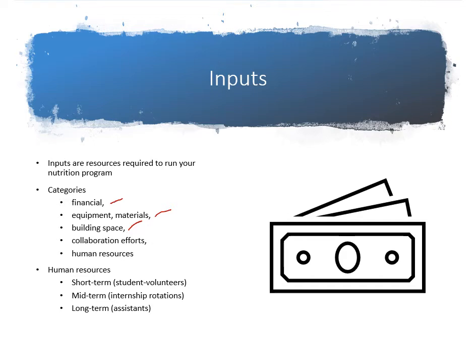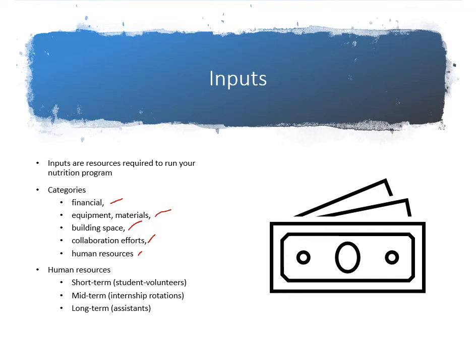Also looking at collaboration efforts. Do you have support from the nutrition department? Do you have support from the exercise physiology department? Even from the agriculture department. I've gotten my ag department to grow food for my fueling station. So there's many different collaboration efforts that can be looked at as a resource.